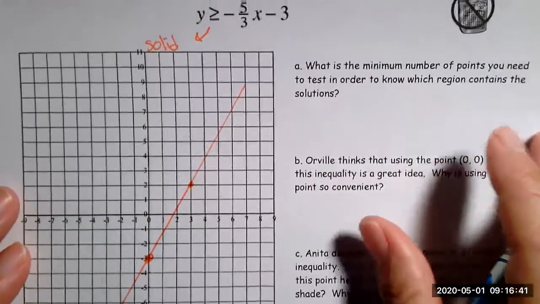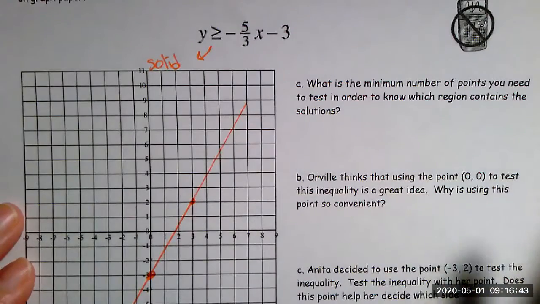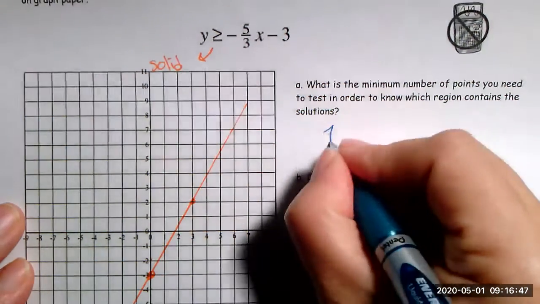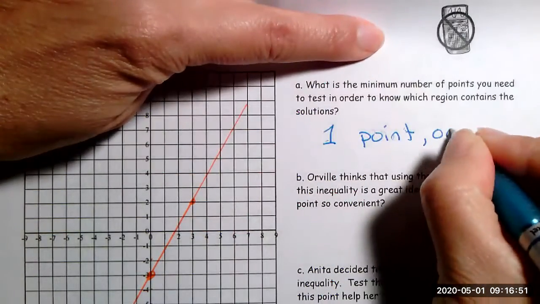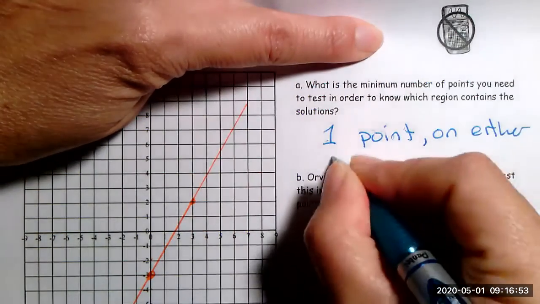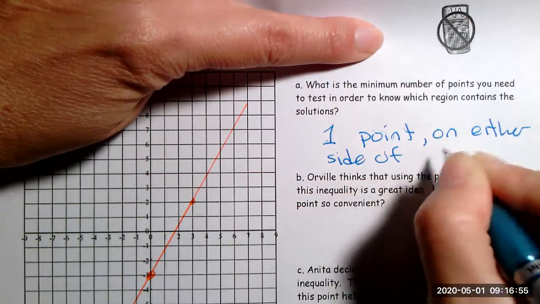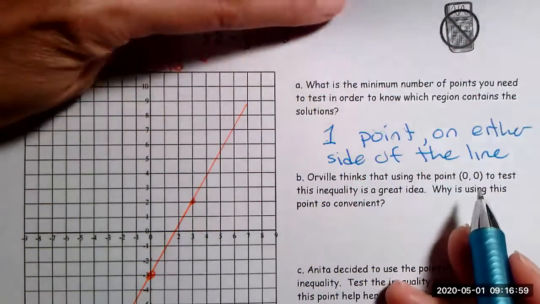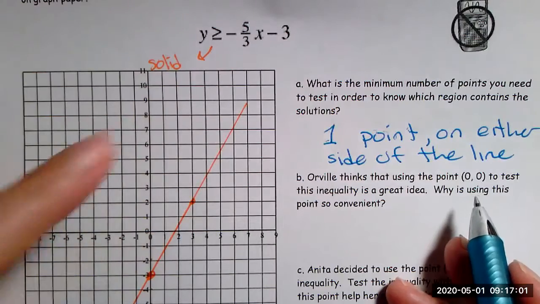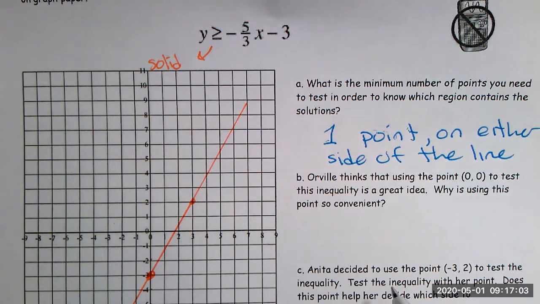How many points have I been testing? I've only been testing 1 point. I've been testing 0, 0. So we only need to test 1 point on either side of the line. Right? So why is 0, 0 always the easiest point to test? Why am I always choosing that?